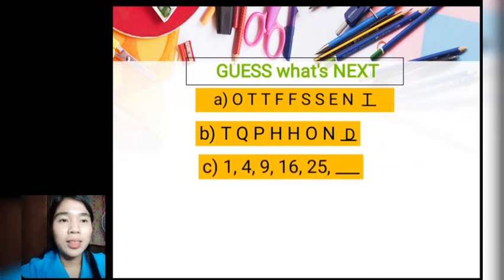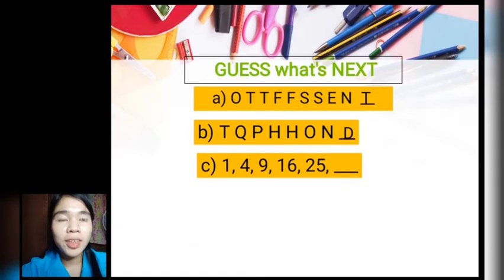So how about this? We have here numbers. We have 1, 4, 9, 16, and 25. Now kindly find the pattern. The pattern here is that they square the numbers 1 to 5. So 1 squared is 1. 2 squared, the answer will be 4. 3 squared is 9. 4 squared is equal to 16. 5 squared is equal to 25. So how about 6 squared? Okay, that's right. So the next term will be 36.